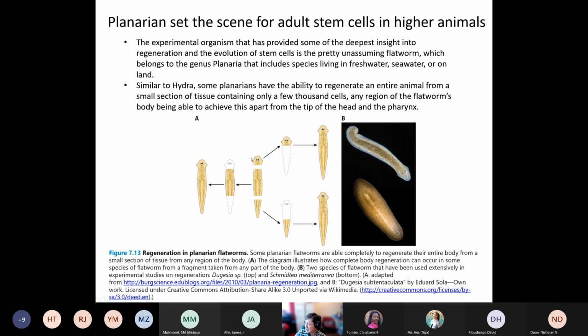But there are some exceptions. If you cut the tip of the head, that's the very end of the head, if you cut right there and leave just the tip of the head, then the animal cannot regenerate itself. And the same thing happens to the pharynx. The pharynx is the throat for this animal. So if you just take the pharynx, that part cannot regenerate the rest.